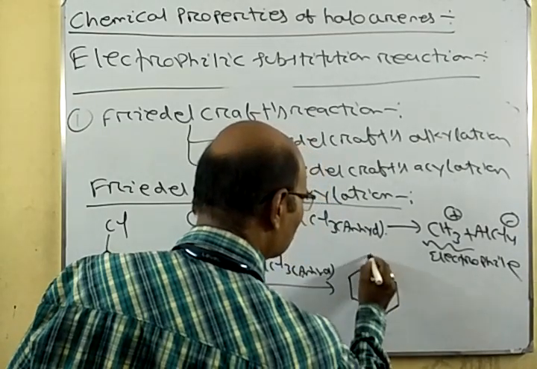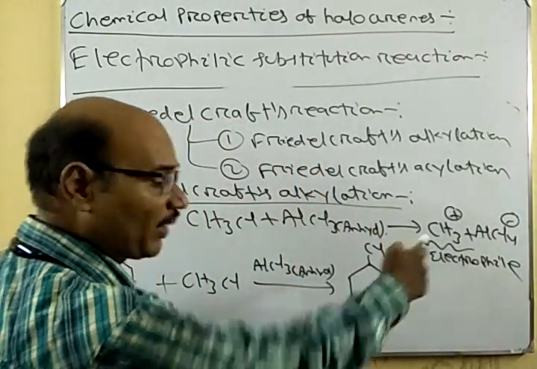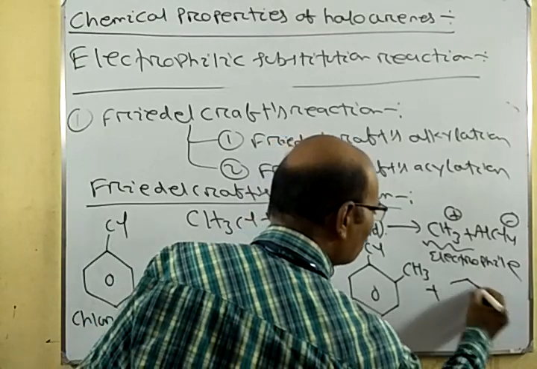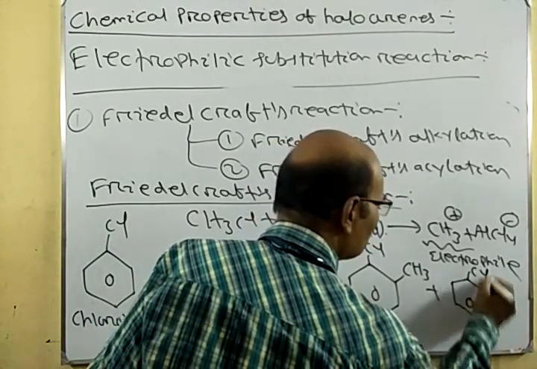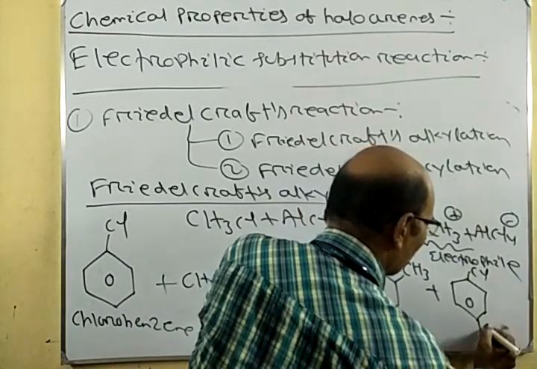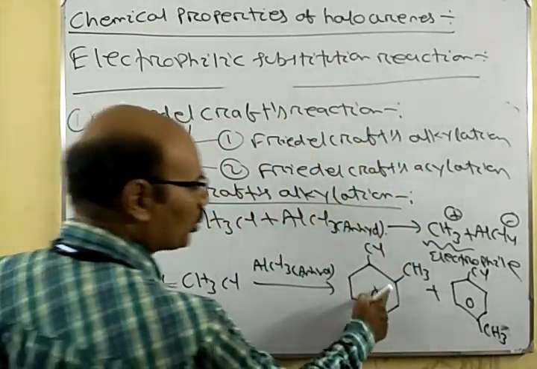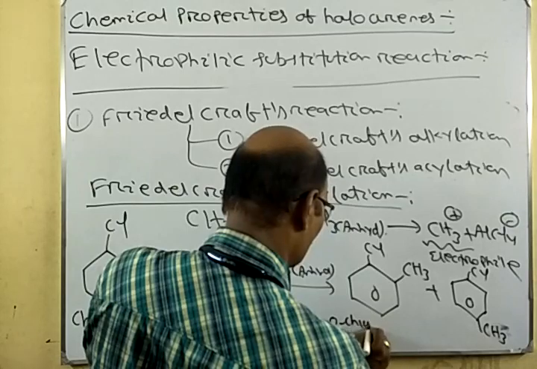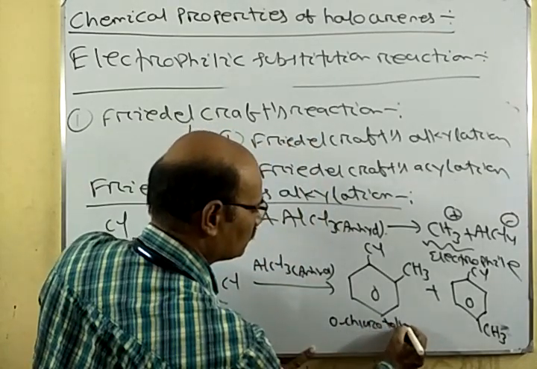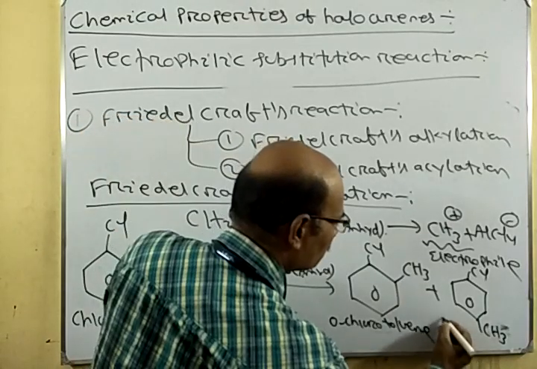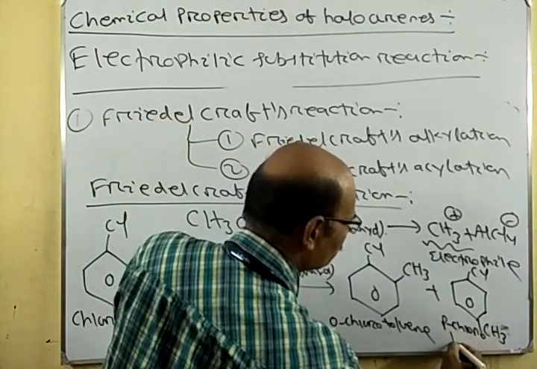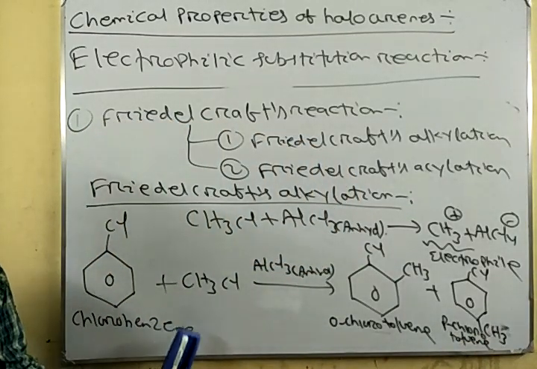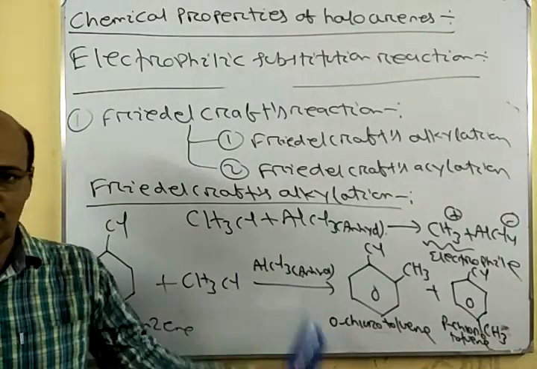So already a chlorine atom is there. Now this CH3+ electrophile will be attached at the ortho position, and at the para position also CH3. So you get ortho-chlorotoluene and para-chlorotoluene. This is the example of Friedel-Crafts alkylation. Okay.